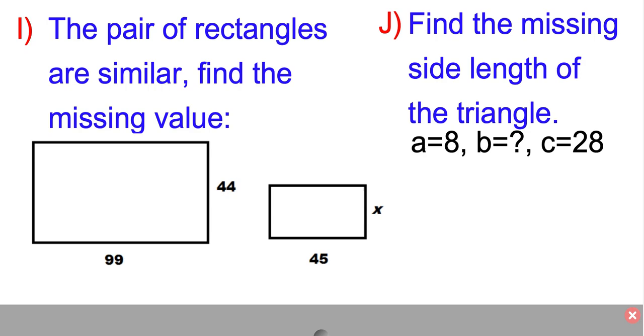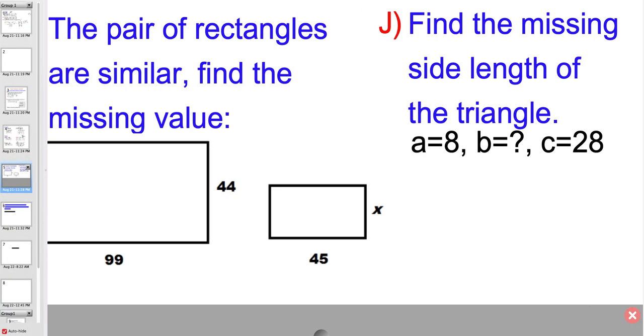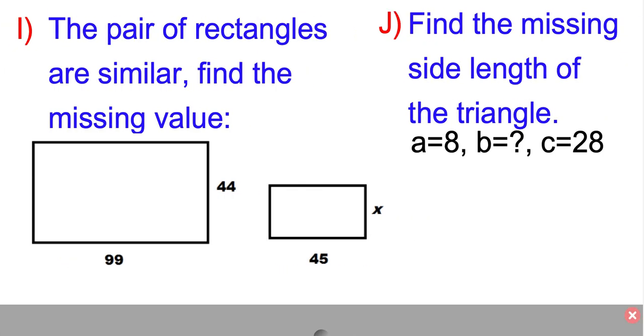So similar shapes again. We got similar shapes, and then we got a standard deviation. All right? So the pair of rectangles is similar. Find the missing value. So looking from this one to this one, if I try to do the quick way using a scale factor, it's not a perfect scale factor. Okay, it's going to be a decimal. So we're going to use our proportions. So big to little, 99 to 45, and then 44 to x. And then we'll cross multiply and get our answer from there.